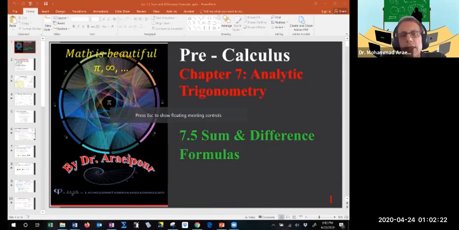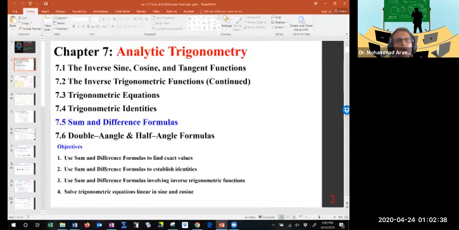Good afternoon, class. We are starting section 7.5, Sum and Difference Formulas in Trigonometry. So we've covered analytic trigonometry. We covered a bunch of sections, such as inverse trigonometric functions, equations, identities, and we're going to look at more formulas.